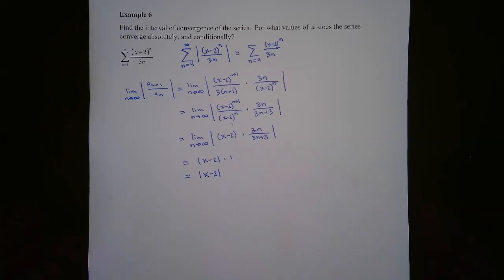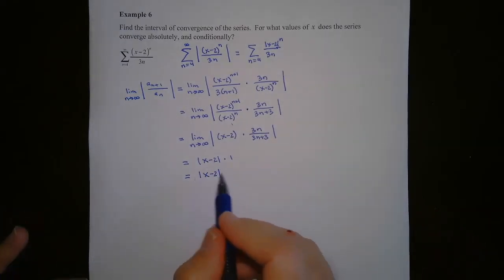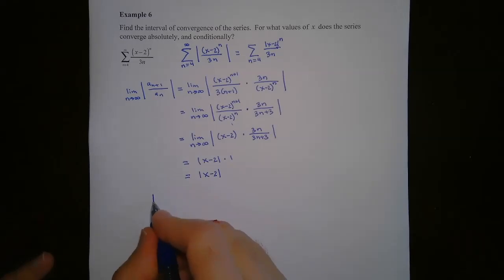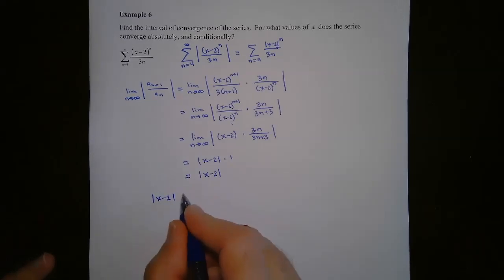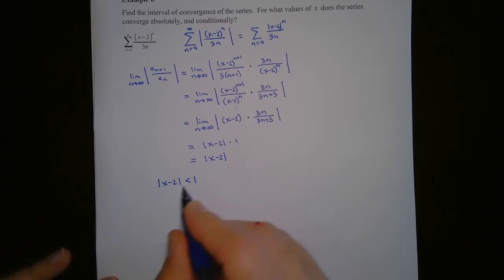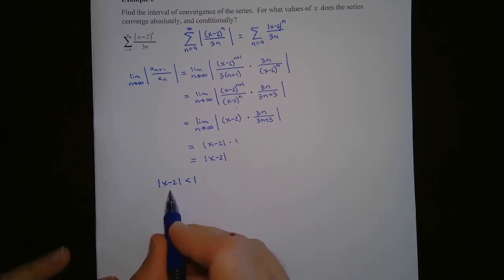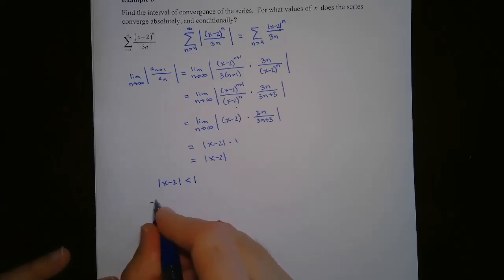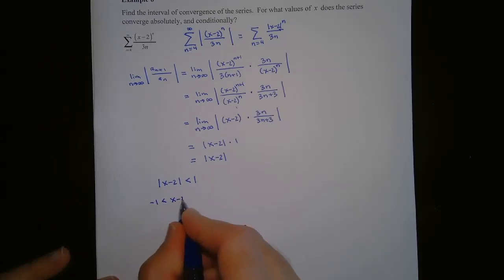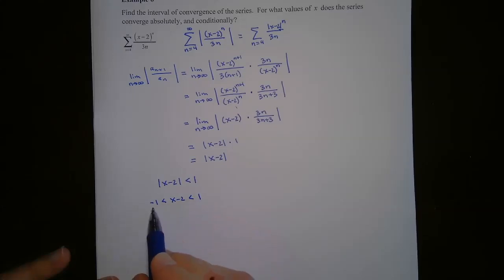So when do we know this is absolutely convergent? When this is less than 1. So the absolute value of x minus 2 is less than 1, and we know it's going to be absolutely convergent for this. That would mean x minus 2 has to be between -1 and 1. So -1 is less than x minus 2, which is less than 1. Then we add 2 to the left, the middle, and the right. Adding 2 gives us 1 is less than x, which is less than 3. So we've already established that it is absolutely convergent between 1 and 3.